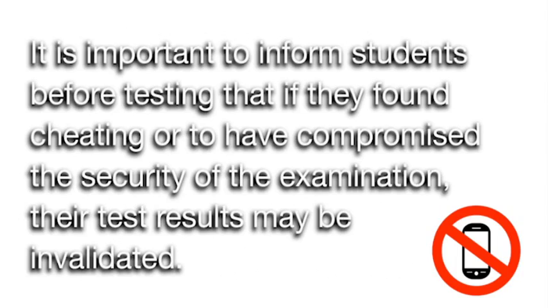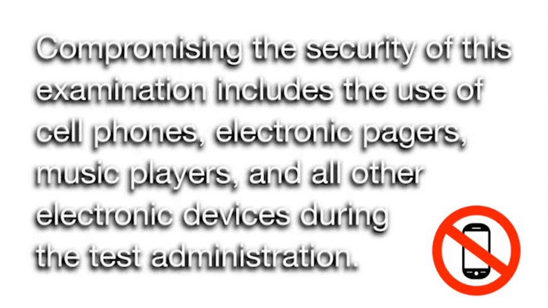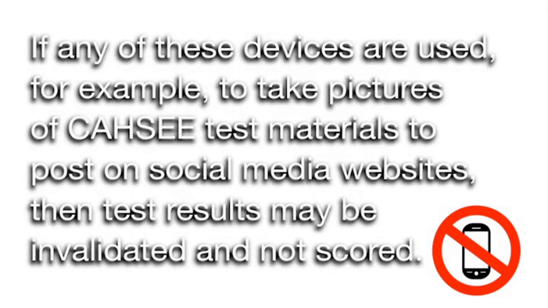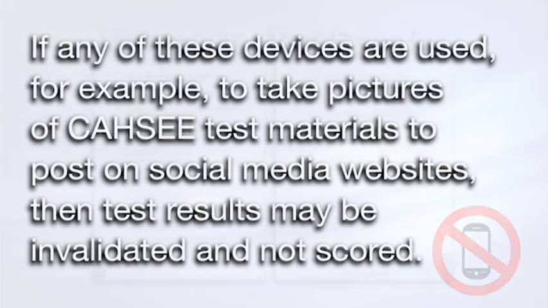It is important to inform students before and during testing that if they are found cheating or to have compromised the security of the examination, their test results may be invalidated. Compromising the security of this examination includes the use of cell phones, electronic pagers, music players, and all other electronic devices during the test administration. If any of these devices are used, for example, to take pictures of CAHSEE test materials to post on social media websites, then test results may be invalidated and not scored.